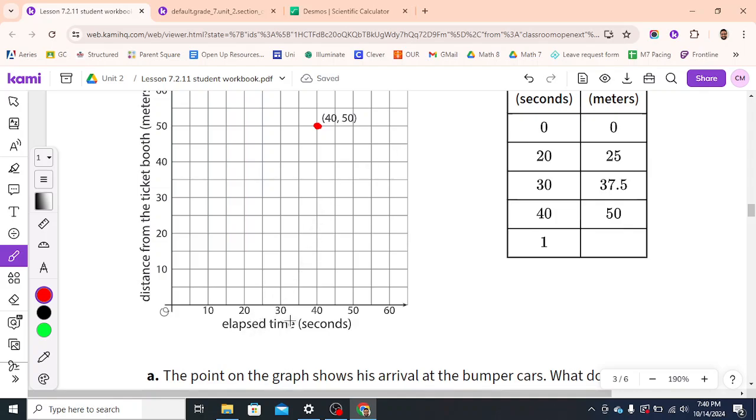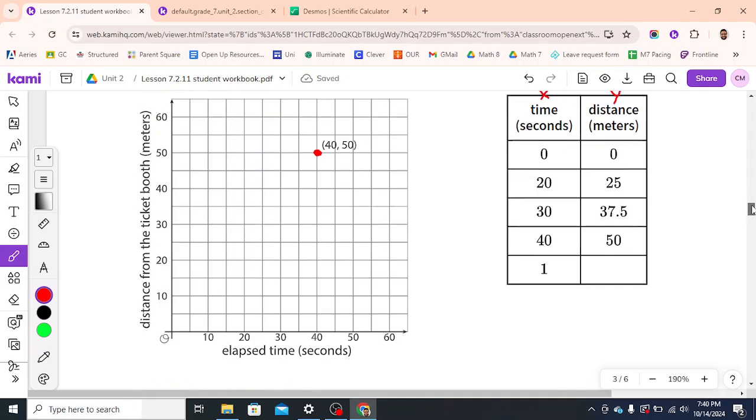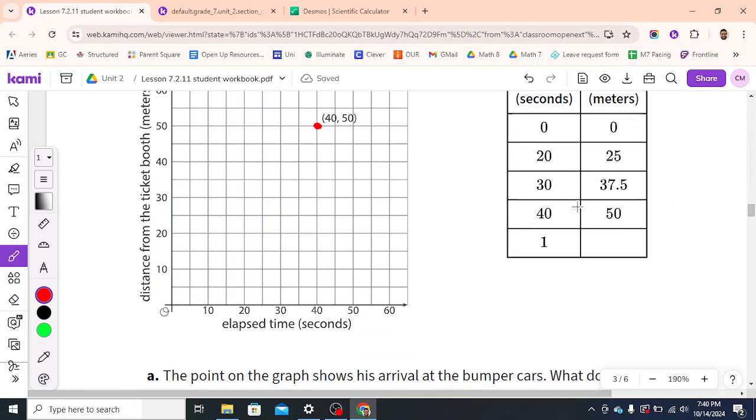Now again, the x-axis, time is 40 seconds. So it's having us look at this one, 40 seconds. The y-axis, distance from the ticket booth in meters. So it's asking us again, what does the 40, 50 from our coordinate point, our ordered pair, and our data table, what does 40, 50 mean?